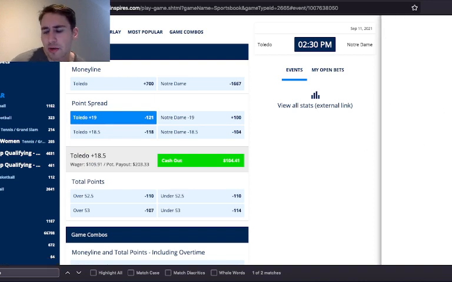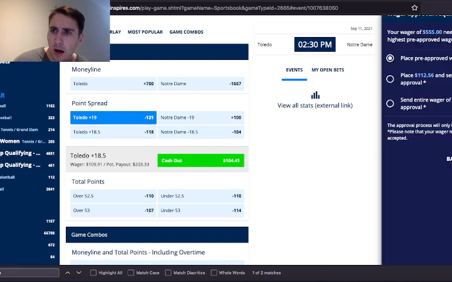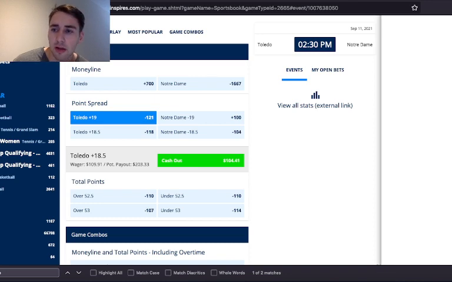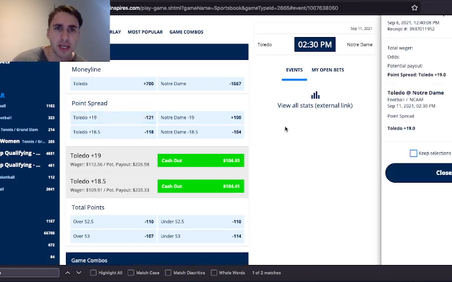But we can still get about $200 of action down at over a 5% expected profit margin, which means we're making roughly $10 in expected value, which is pretty incredible.